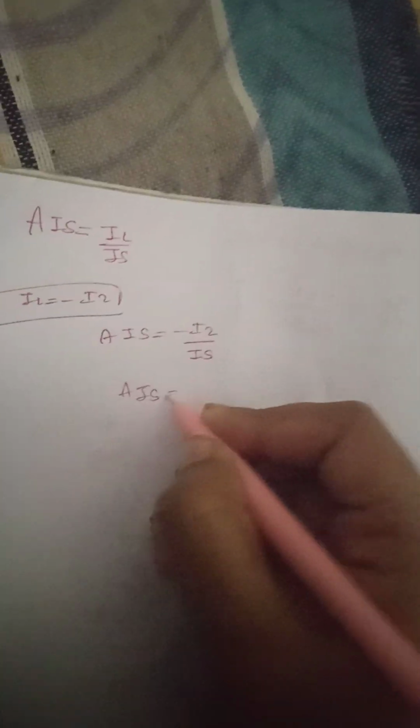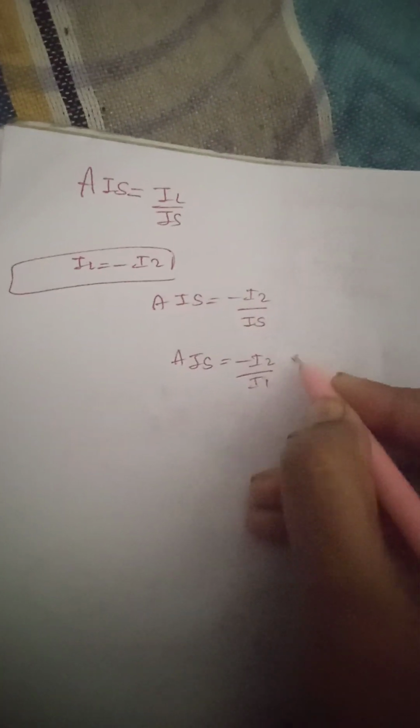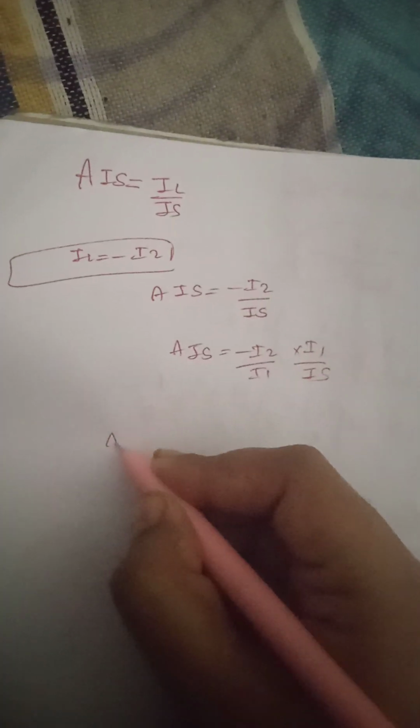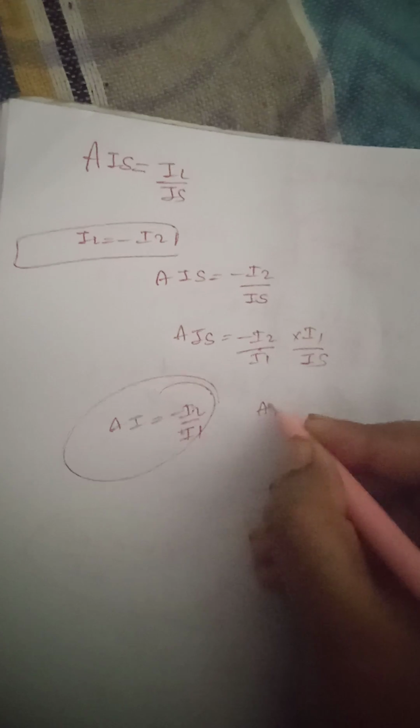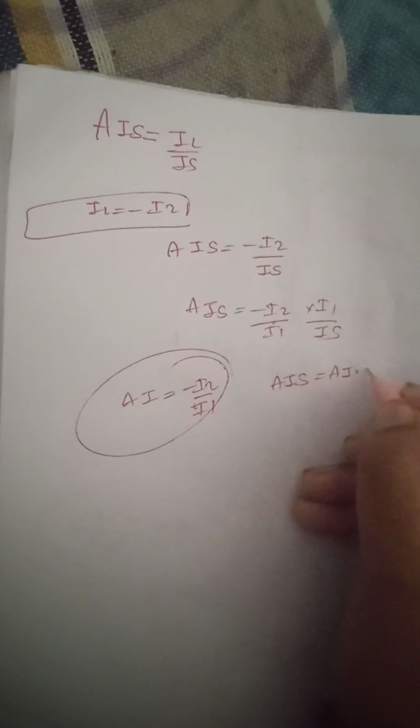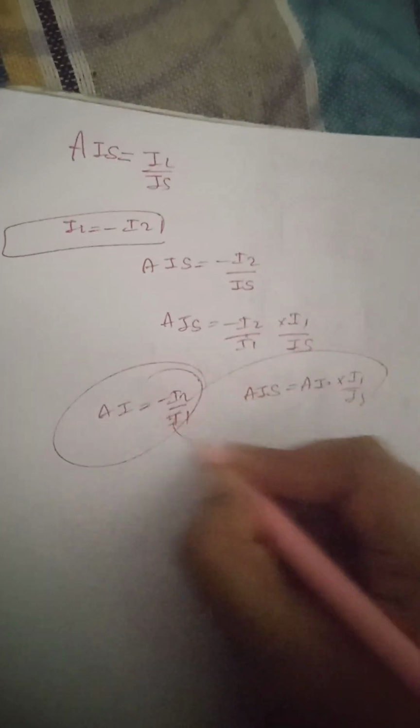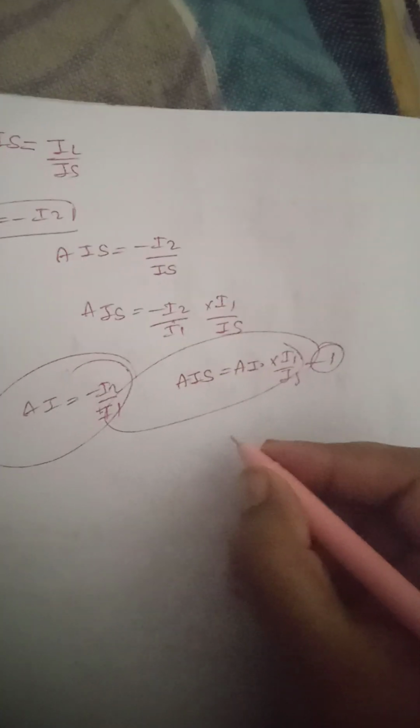Now let us discuss current gain with source, which is written as AIS. AIS is equal to IL by IS. We know that IL is equal to minus I2, right? AIS is equal to minus I2 by Is. Now here we can write it as minus I2 by I1 into I1 by Is. We know that Ai is equal to minus I2 by I1. Substitute this in the place of here, so that we can write Ai into I1 by Is. Keep it aside.